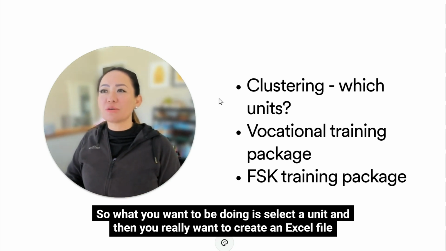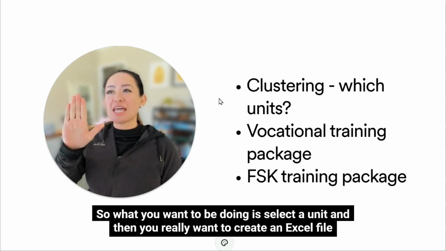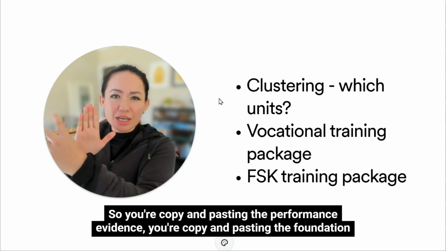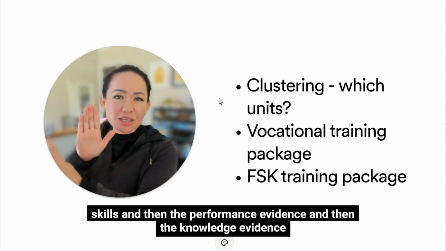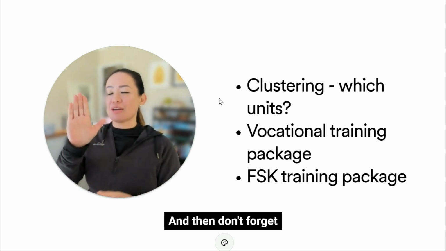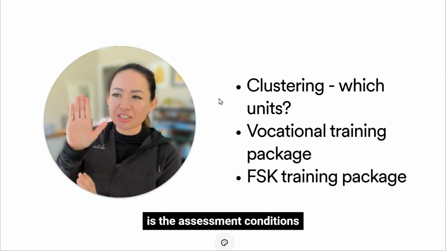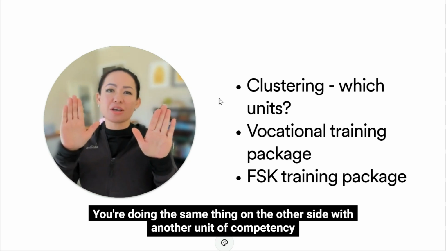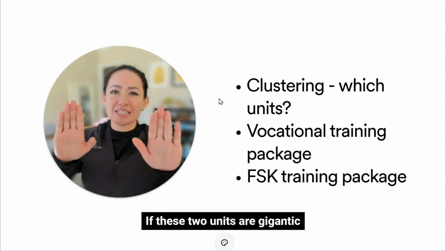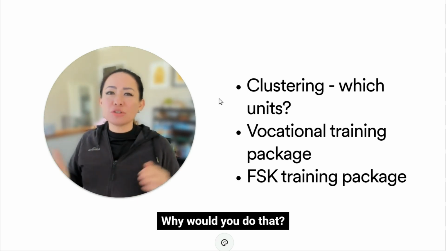So what you want to be doing is select a unit, and then create an Excel file. You're copy and pasting the performance evidence, the foundation skills, the knowledge evidence, and then don't forget, which is very important, the assessment conditions. You're doing the same thing on the other side with another unit of competency. If these two units are gigantic, you're in a lot of trouble. Why would you do that?